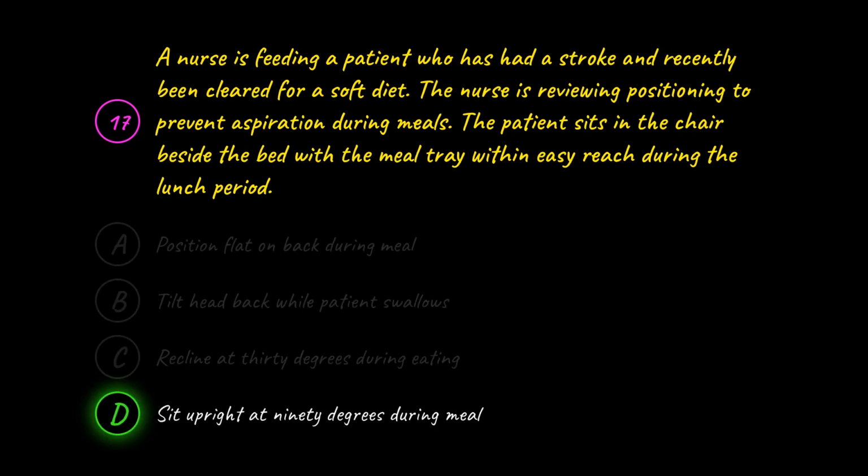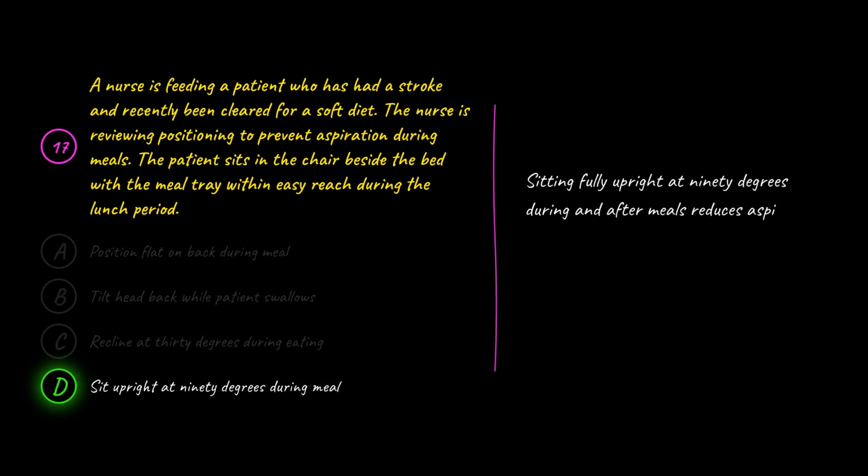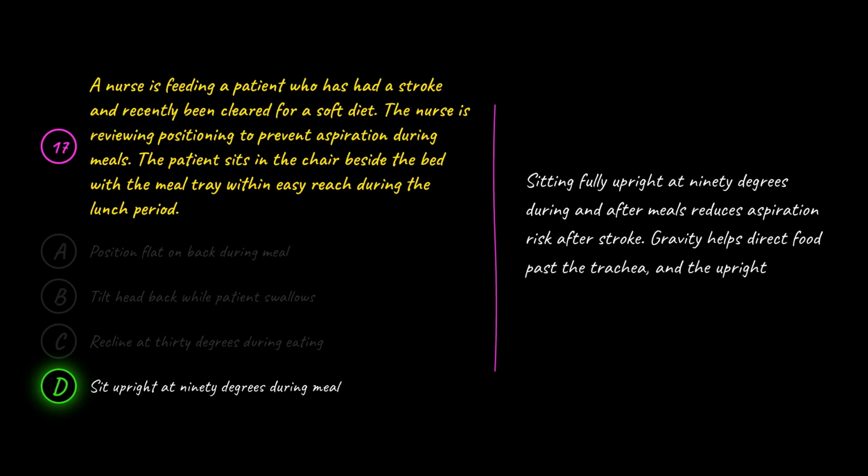The correct answer is D. Sit upright at 90 degrees during meal. D is correct because sitting fully upright at 90 degrees during and after meals reduces aspiration risk after stroke. Gravity helps direct food past the trachea, and the upright posture supports safe swallowing throughout the entire meal.